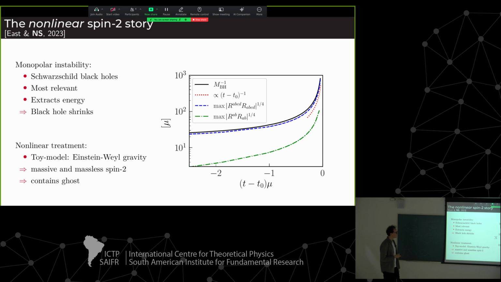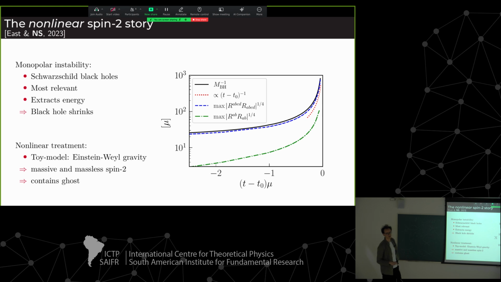Okay, so this part is showing you basically 1 over the mass. The solid black line shows 1 over the mass. And so, if the black hole mass goes to 0, then this will blow up in some finite time. The x-axis is just time, and what you can see is exactly this happens. The black hole's mass goes to 0, and at the same time, curvature invariants blow up.